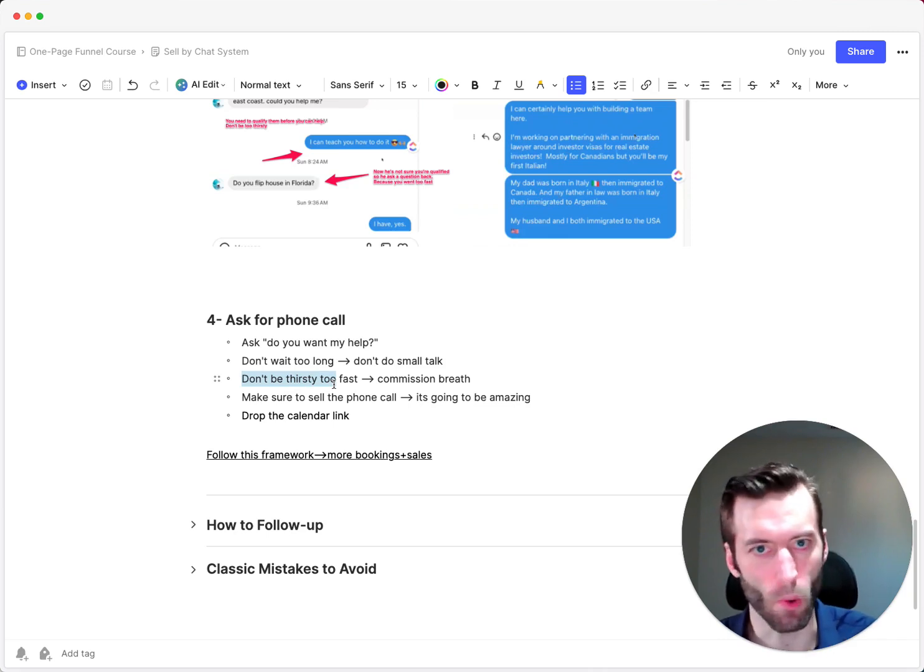And now it's a good moment to ask for the phone call. When you ask for the phone call, make sure you sell it. Make sure that even if it's free, you show that there's going to be value in the phone call. So maybe you can tell him, you're going to go through topic A, B, C. We're going to review your situation. Whatever it is, you need to sell the phone call and make sure that it sounds valuable for him.